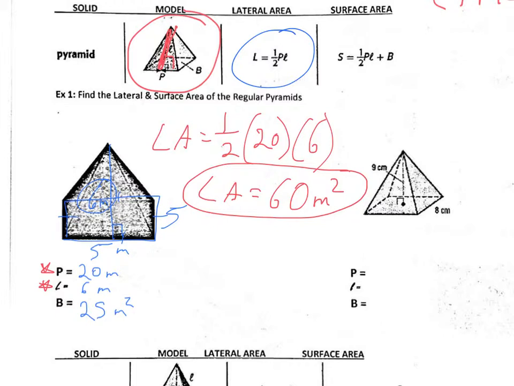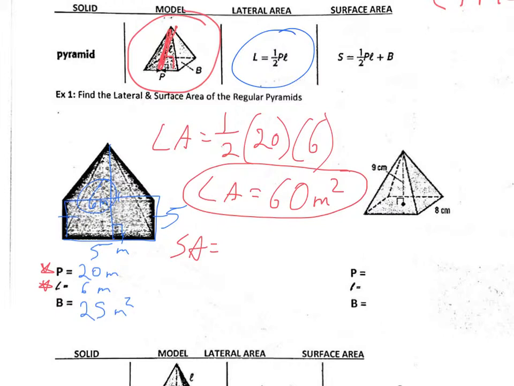Now, we're going to find surface area. If you look at the formula, and the difference between lateral area and surface area: lateral area is the area of the faces only, not the base, just all the triangles. The surface area, on the other hand, is the area of all the faces as well as the base.